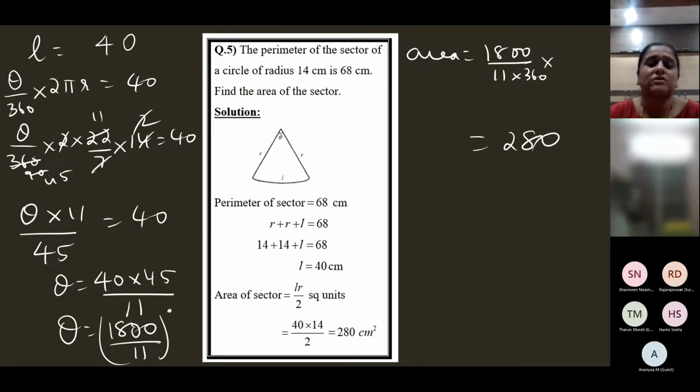So all of you remember, if you're carrying forward a particular value for further calculation, use the exact value. If the decimal value is an exact value, then you can use it. Otherwise, use the fraction. Do not use a decimal, because you will not get 280 then. You will get approximately some value. You will not get exactly 280.